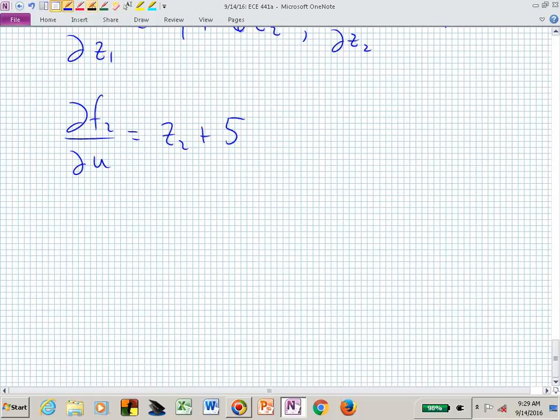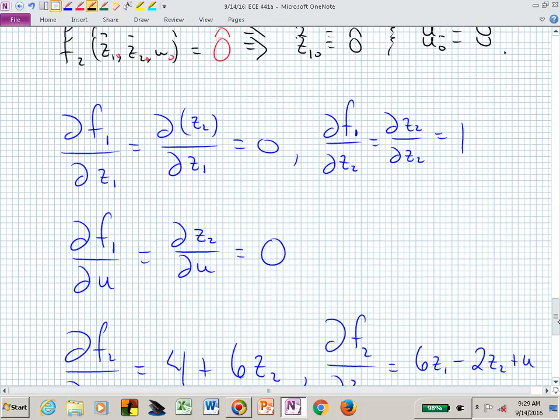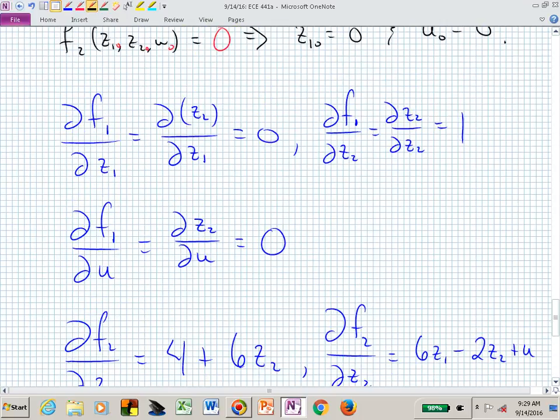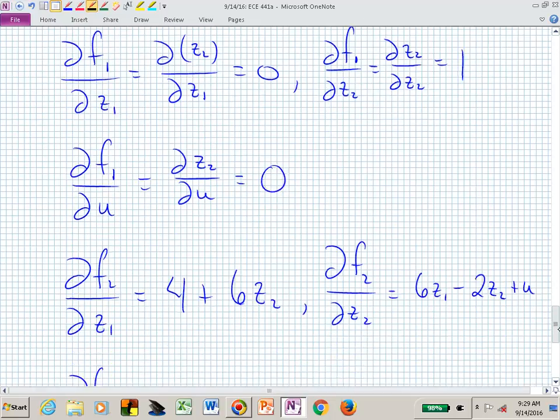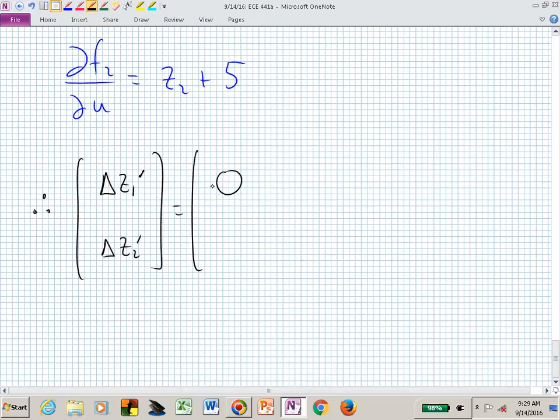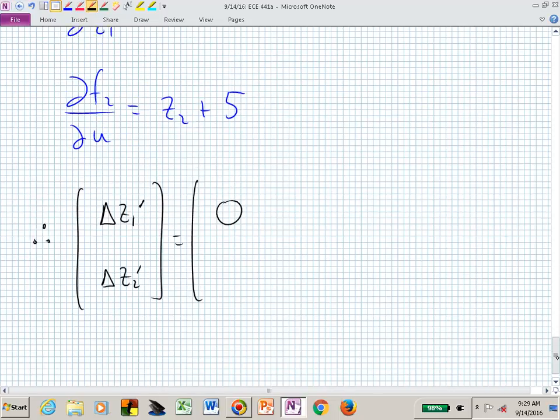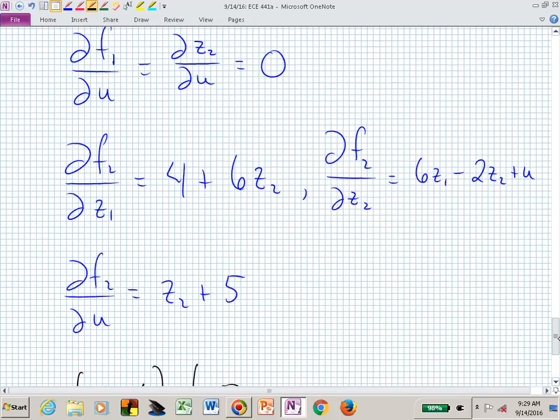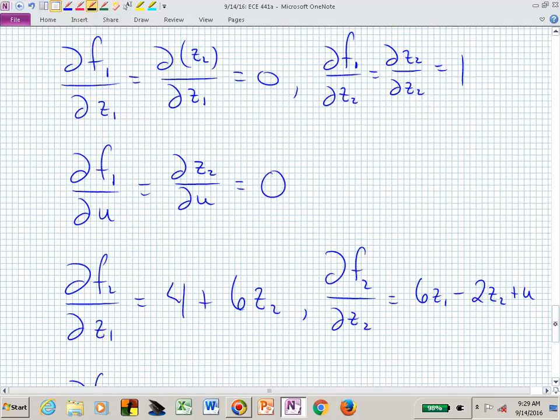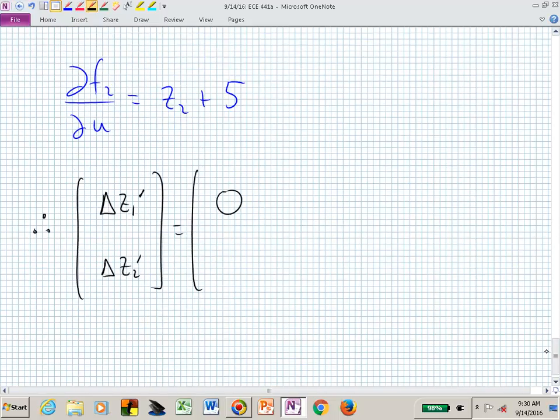In this case, everything sort of starts dropping out. But we end up with, then, the following. We have a delta Z1 prime, a delta Z sub 2 prime, equaling partial of F1 with respect to Z1, evaluated at the nominal conditions, that was 0. I'll go slow. Partial of F1 with respect to Z sub 2, at the nominal, that's just 1.